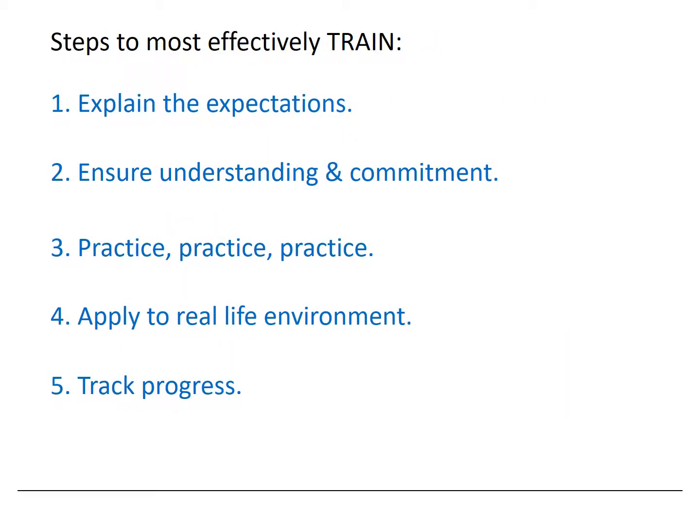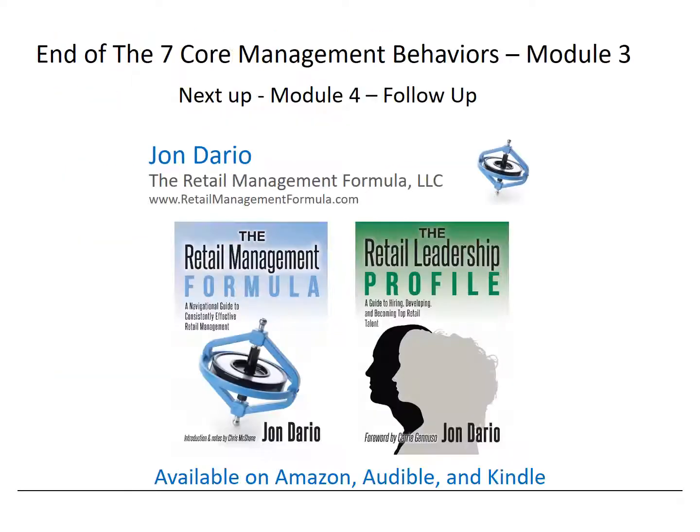In summary, the training process involves 5 steps. 1. Explain the expectations with a special emphasis on the how. 2. Ensure understanding and commitment. 3. Practice, practice, practice. 4. Apply to a real-life environment. 5. Track progress. By following these steps, you'll successfully get employee capabilities to be high, and that will open the door to being able to delegate tasks to them.